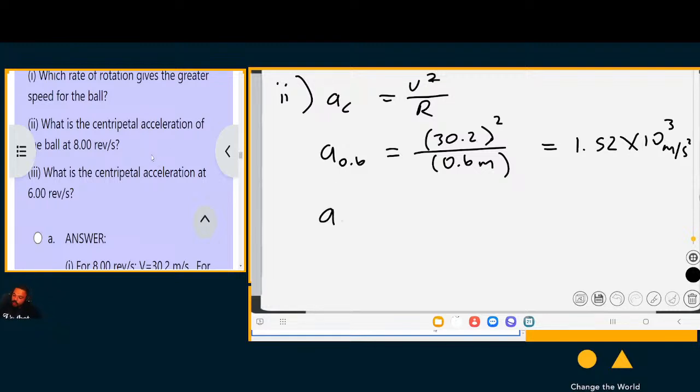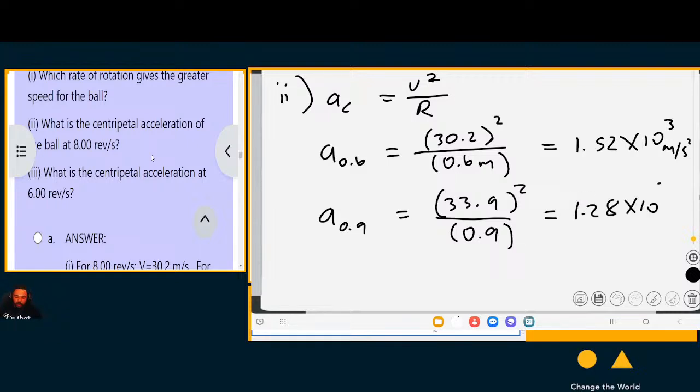Now the acceleration for the one that has a radius of 0.9 meters. We calculated its speed to be 33.9 meters per second. We square that. Its radius is 0.9. That gives us an answer of 1.28 times 10 to the 3 meters per second squared. So we've worked out the centripetal acceleration for both cases.